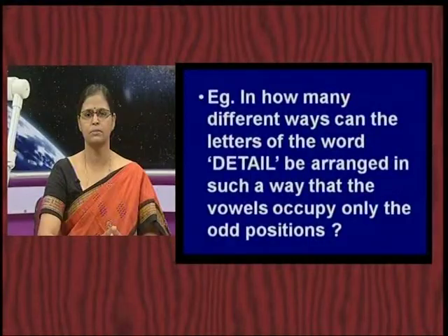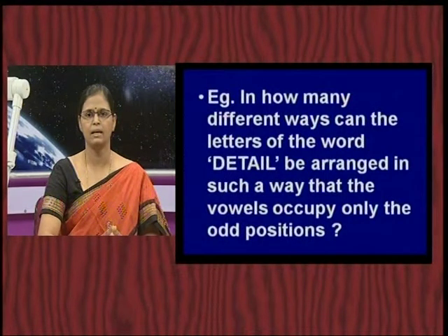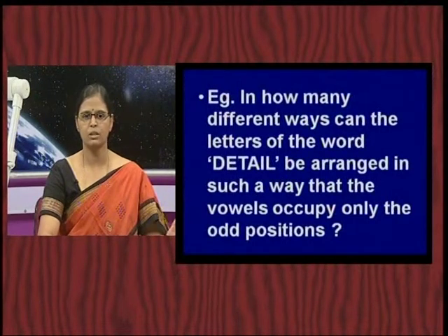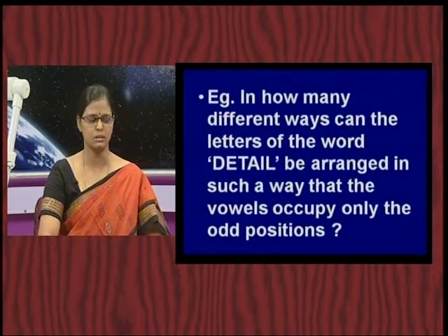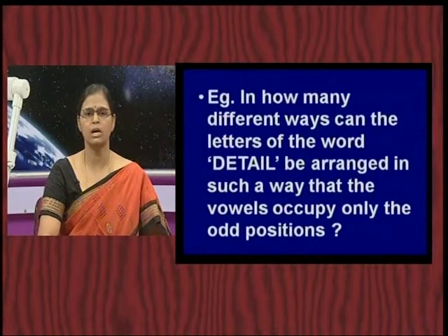So, in how many different ways can the letters of the word D-E-T-A-I-L be arranged in such a way that vowels occupy only odd positions? So, how do you go about solving this problem?